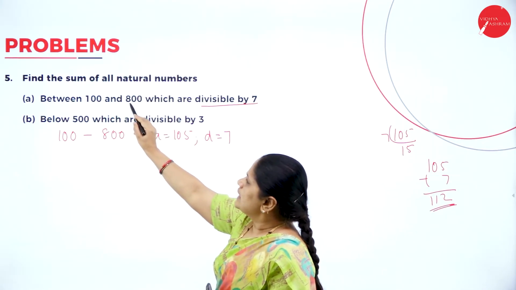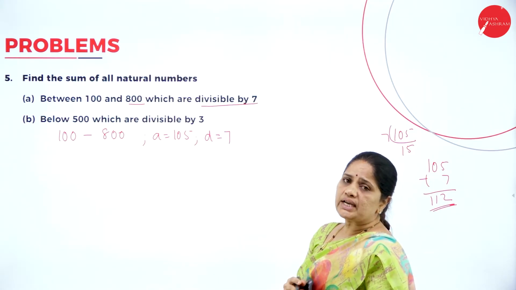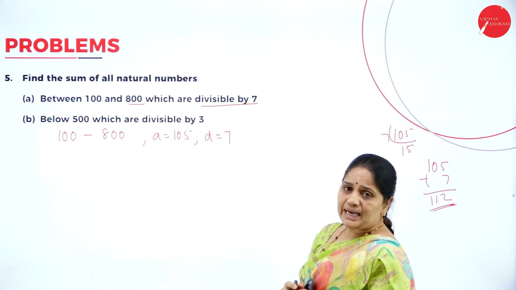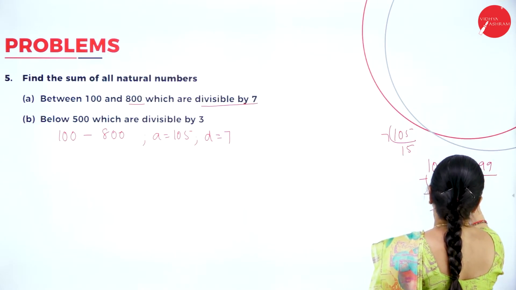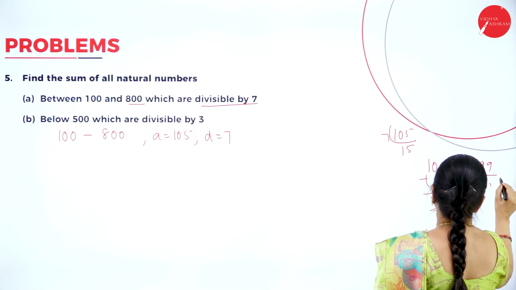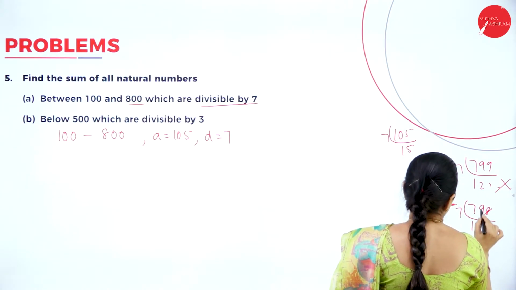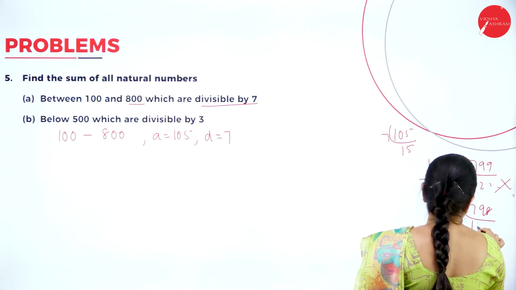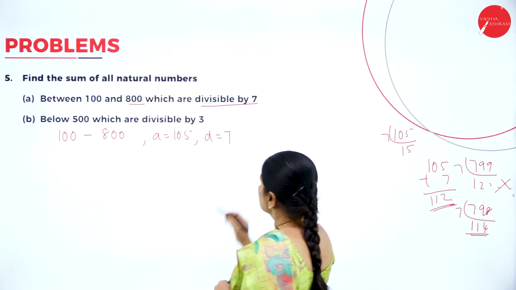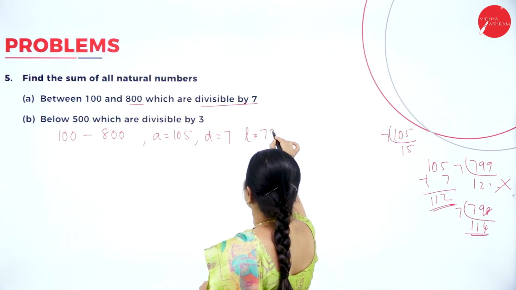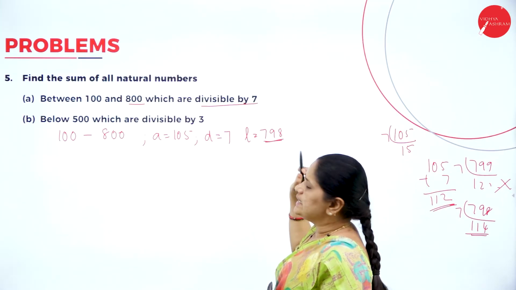Now I want the number within 800. So from 800 backwards, I have to check which number is divisible by 7. 799, is it divisible? No, it is not divisible. Then 798. 7 fours are 28. So 798 is divisible. So L will be equal to 798.